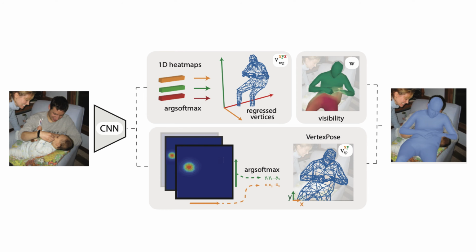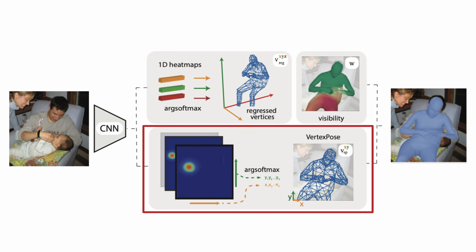After processing the image with a CNN encoder, MeshPose splits computation in two parallel branches. The lower branch uses heat maps to ground the visible mesh vertices to their 2D image coordinates. This branch provides effectively the same 2D reprojection accuracy as the DensePose system, but in a vertex-based format that is useful for 3D mesh recovery. We therefore call it VertexPose.